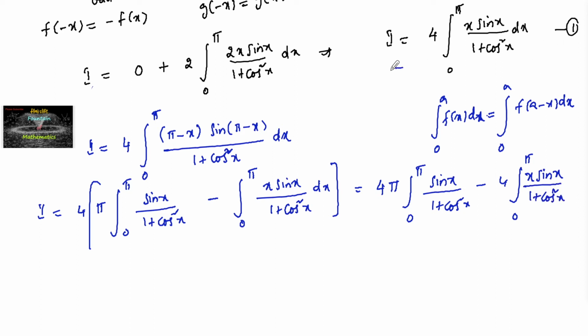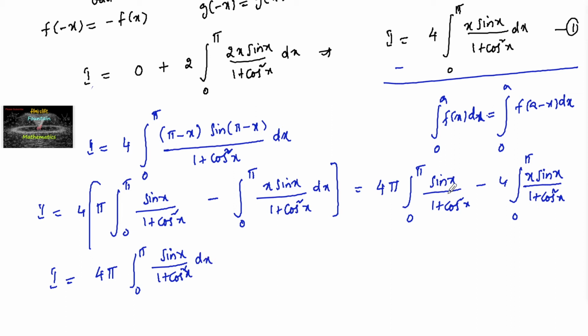So from the first equation we can consider that 4 times the integral from 0 to pi of x sin x upon 1 plus cos square x is nothing but I. So we can write I is equal to 4 pi times the integral from 0 to pi of sin x upon 1 plus cos square x dx minus I, or we can write 2I is equal to 4 pi times that integral, and let us substitute here: put cos x is equal to t, on differentiating we get minus sin x dx is equal to dt.